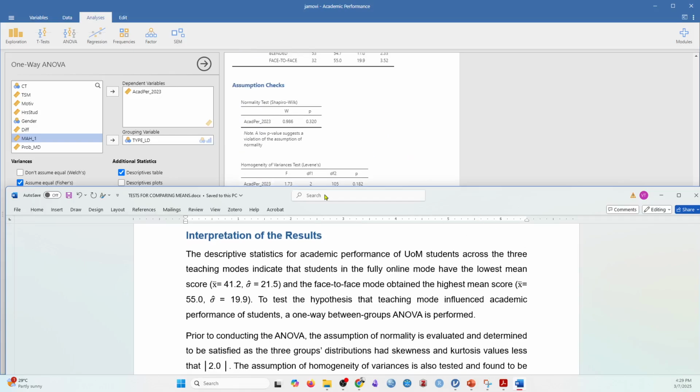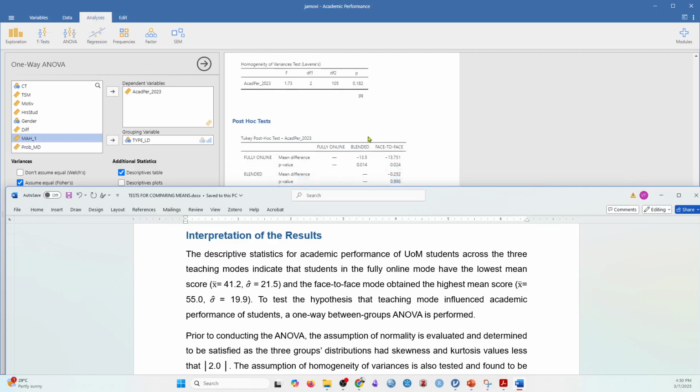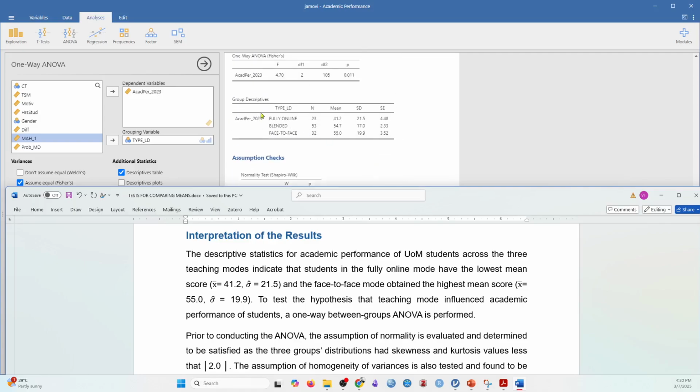Good. So first of all, we write a statement about the descriptive statistics. So the descriptive statistics for academic performance of students, that's what we're looking at here, across the 3 teaching modes indicate that students in the fully online mode have the lowest mean score, with a mean of 41.2, standard deviation of 21.5. And this is something you can find here in the descriptives table, 41.2, 21.5. And the face-to-face mode obtained the highest mean score actually, right? And we can see here 55 mean value.